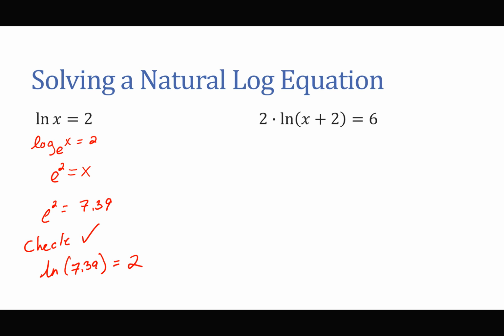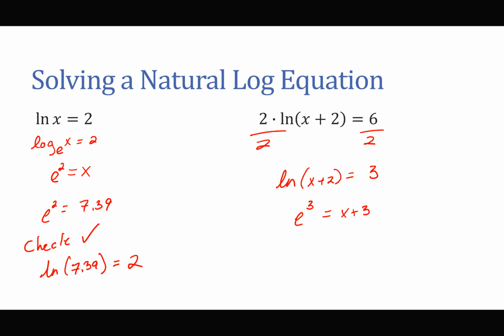Solving a natural log, this second one here on the right side of the screen. So same properties, solving equations with logs. A natural log is still a log. We want to isolate that log or natural log. So to do that, we're going to divide by 2 on both sides first. So natural log of x plus 2 now equals 3. Okay, so we've seen a couple of these, so I'm going to not write down every little step. I know natural log is the same thing as log base e, so this is e cubed equals x plus 3.